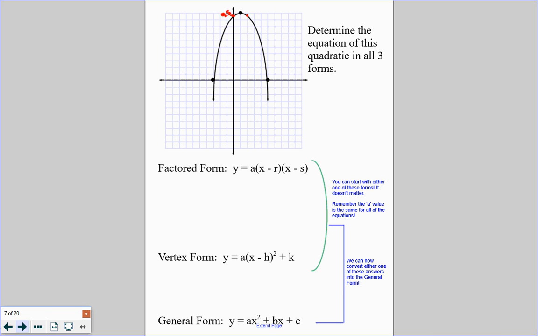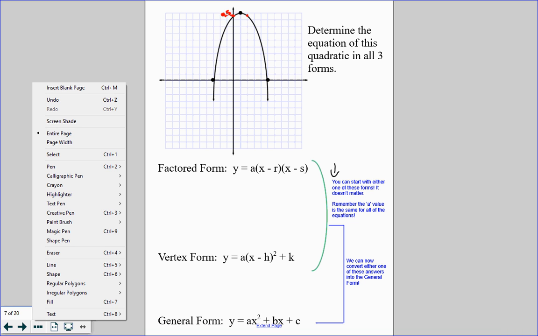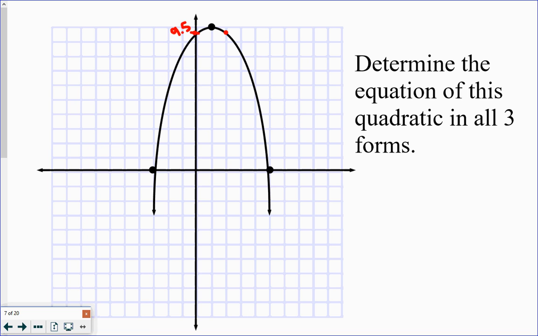Okay, so now we're going to bring this all together. I've given you one quadratic here, and we're going to find the equation of it in all 3 forms. I'm going to blow up the page here, just to show you what I'm starting with. We've got factored form and vertex form. Right here I've said you can start with either of these forms, it doesn't matter. Remember, the a value is the same for all the equations. So let's start with factored form just because that was the first one that was given to me.